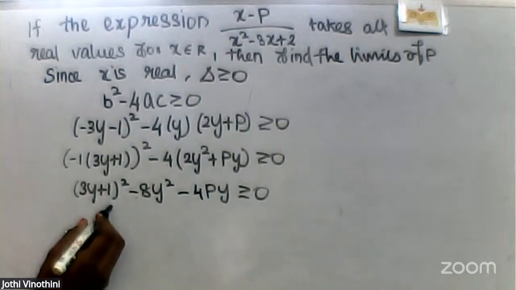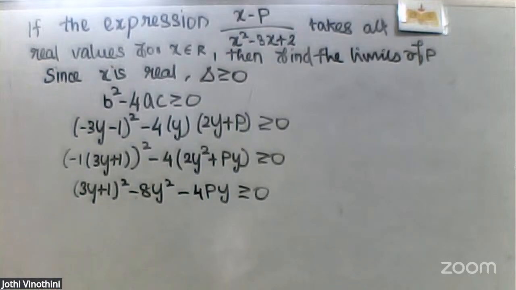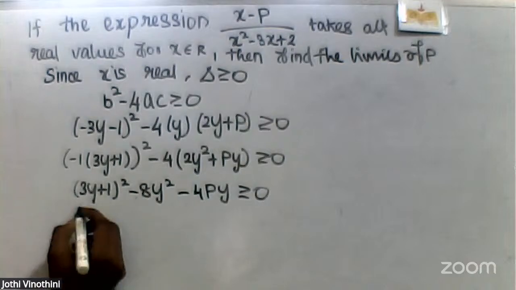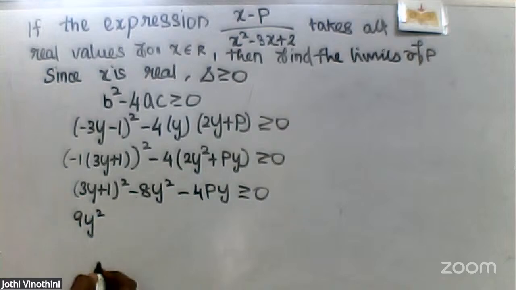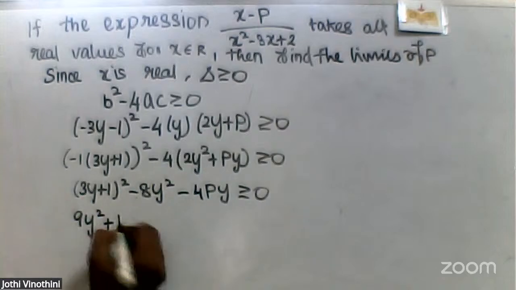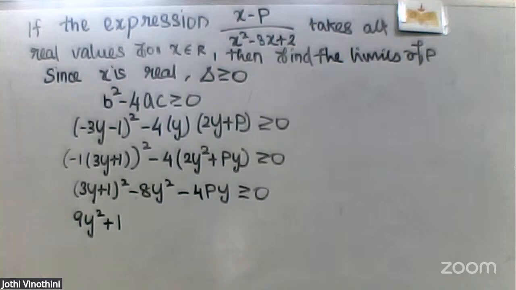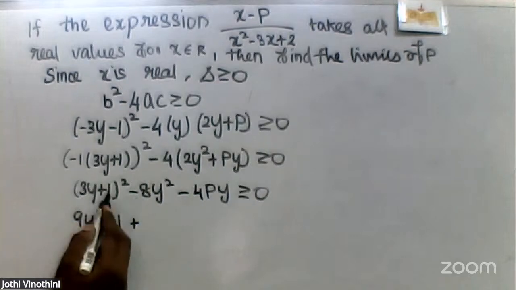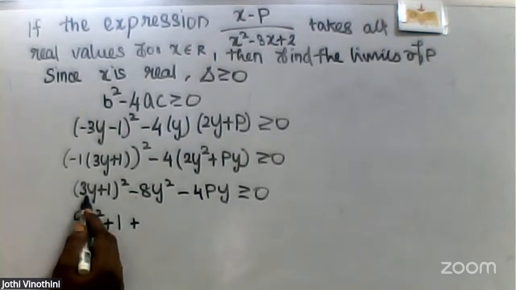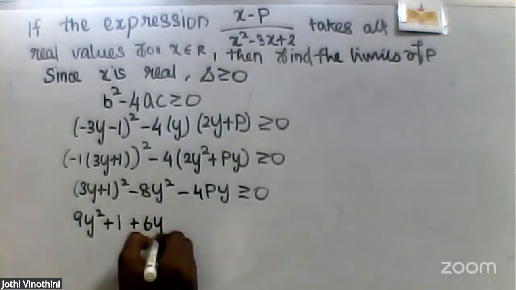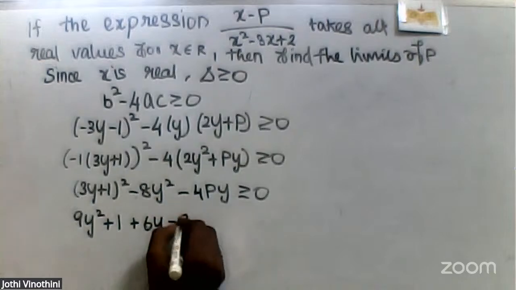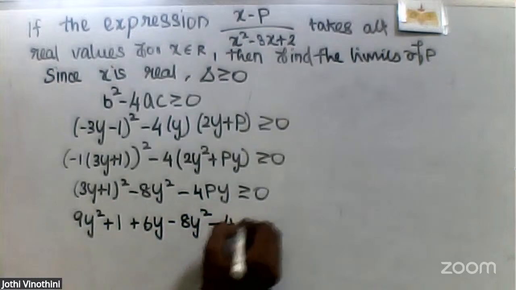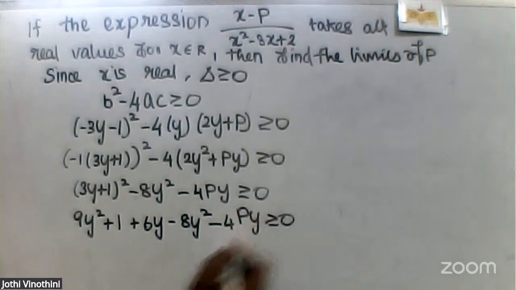So it is in the format of a plus b the whole squared. What is the formula for a plus b the whole squared? a squared plus b squared plus 2ab. What is a? 3y. What is a squared? 9y squared. What is b here? 1. What is b squared? 1 the whole squared is 1. What is the next step? 2ab. So plus 2 multiplied by 1, 2, multiplied by 3y, 6y. Clear? What we have: minus 8y squared minus 4py must be greater than or equal to 0.